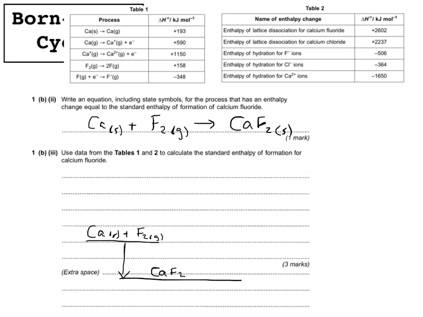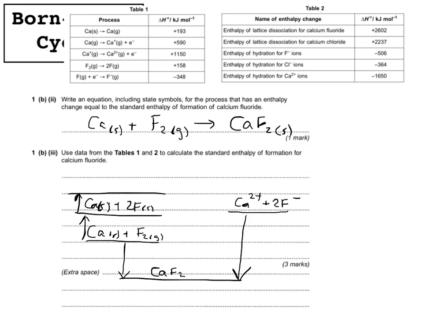And what we're going to try to get to is Ca2+ 2F⁻, going down like that. So, first atomize the fluorine. It's going to have Ca as a solid, plus 2F as a gas. Then we'll atomize the calcium. So Ca as a gas plus 2F as a gas.